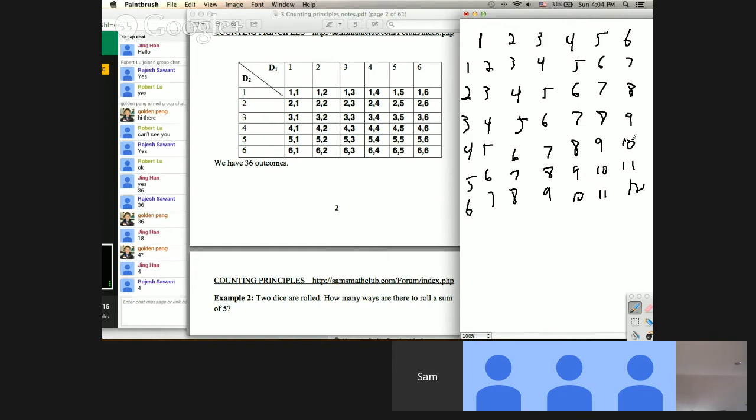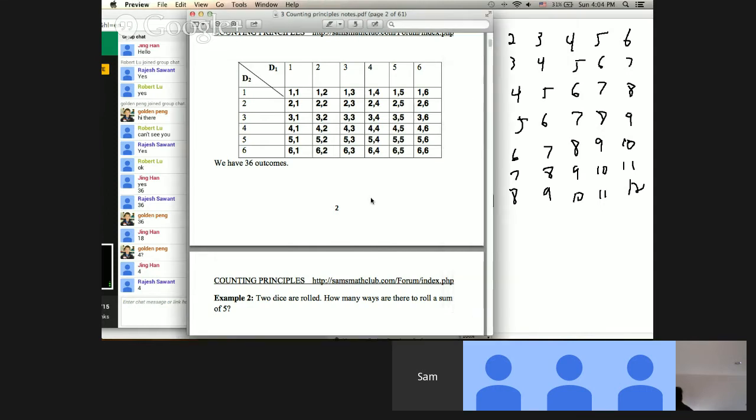Right, so the correct answer is 4. Nice job, guys. As you can see, I drew a little chart over here, and that didn't take much time. It took a little bit of time, but still, it's not much more than you would have used. Through my chart, I can count the ones that sum to 5. So this sums to 5, this sums to 5, this one, and this one. So there are a total of 4 that sum to 5.